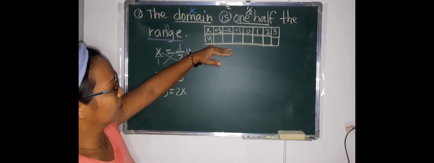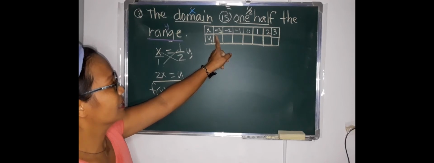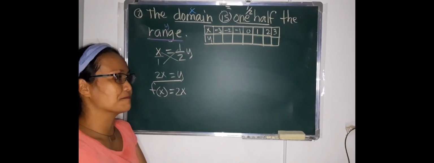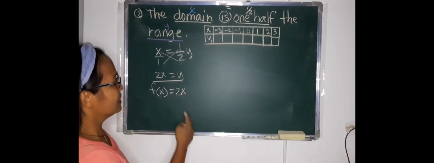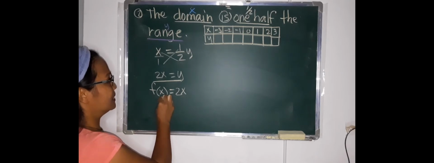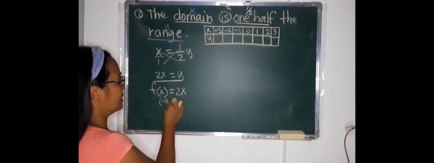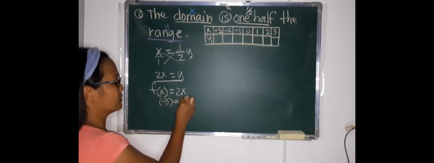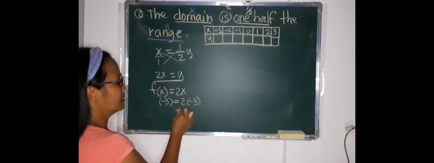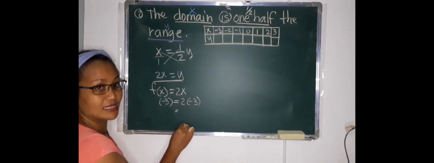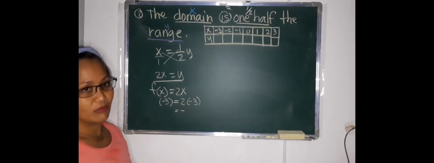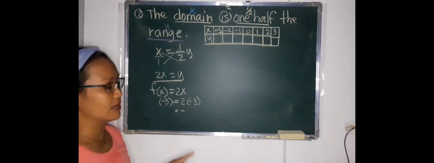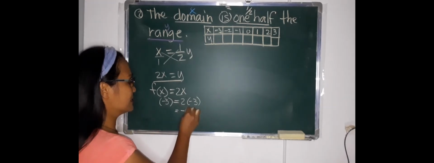So, using the same table where the value of x continuously or sunod-sunod. Okay? So, palitan natin si x ng the first one, negative 3 is equal to, ibig sabihin, lahat ng value ng x, papalitan natin ng negative 3. So, 2 times negative 3. So, positive times negative is negative. Kasi, the rules in multiplying unlike sign, if you multiply unlike sign, the answer is always negative. Then, 2 times 3, we have 6. So, negative 6.